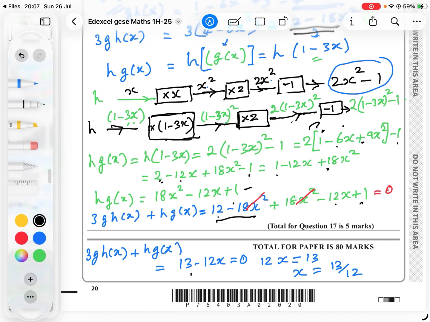So you can say that x equals 13 over 12, which makes this equal to 0, gives only one solution, 13 over 12.